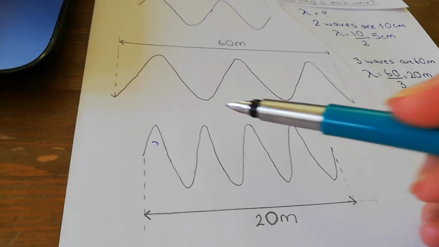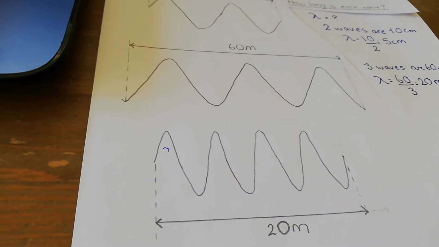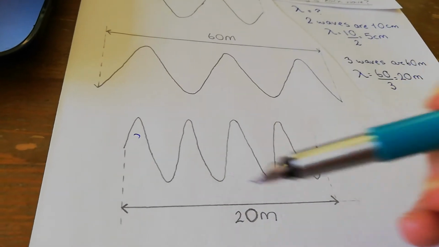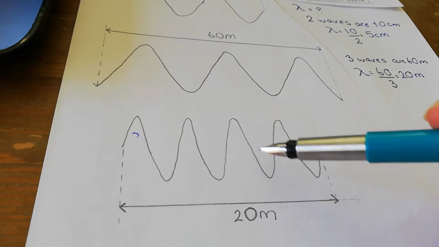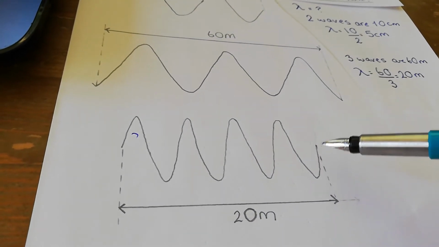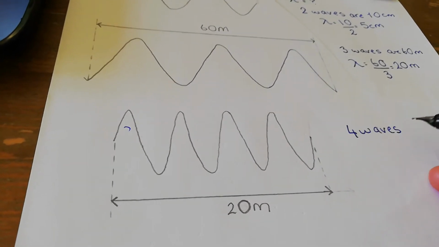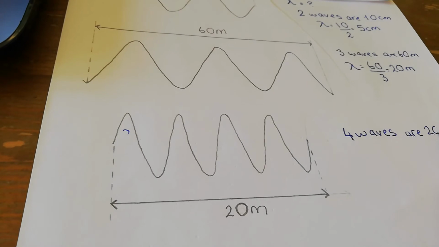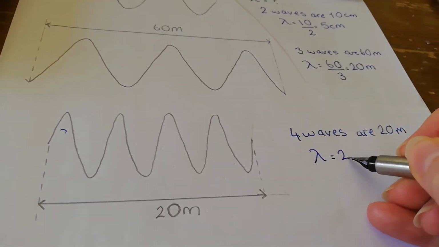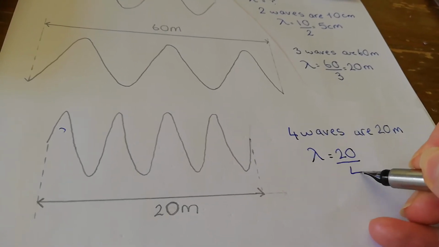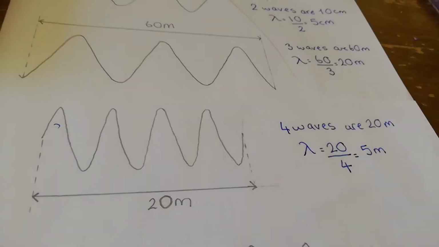60 shared by 3 waves means that each wave has a wavelength of 20 meters. In this example, sorry about the wee scribble, we have 20 meters shared by how many waves? Pause the video if you need to find out. 1, 2, 3, 4. So we've got 4 waves sharing 20 meters. So the wavelength is that 20 meters being shared by the 4 waves, which gives us 5 meters for each wavelength.